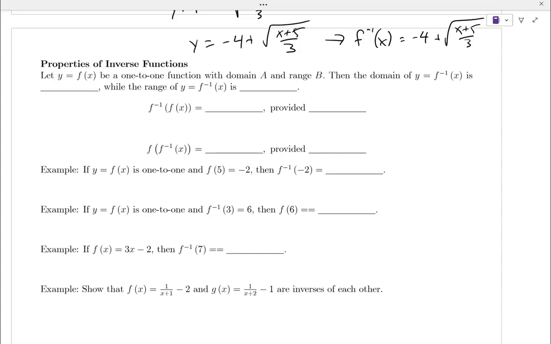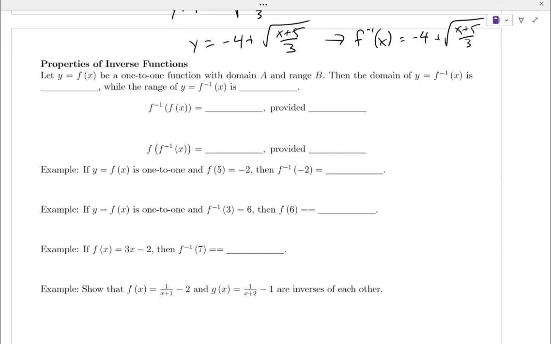Remember again, the whole point of inverses is to undo your functions. Whatever the original function did, you want to do it in reverse, right? You want to undo it. Graphically, and how we solve for them. Remember again, we interchange our roles of x and y.